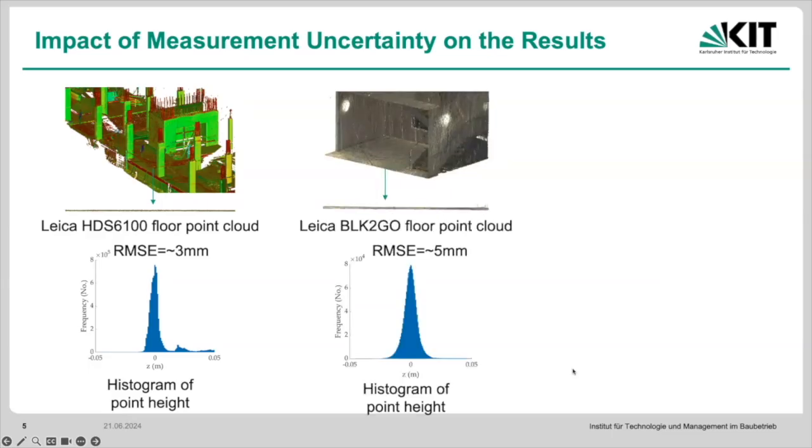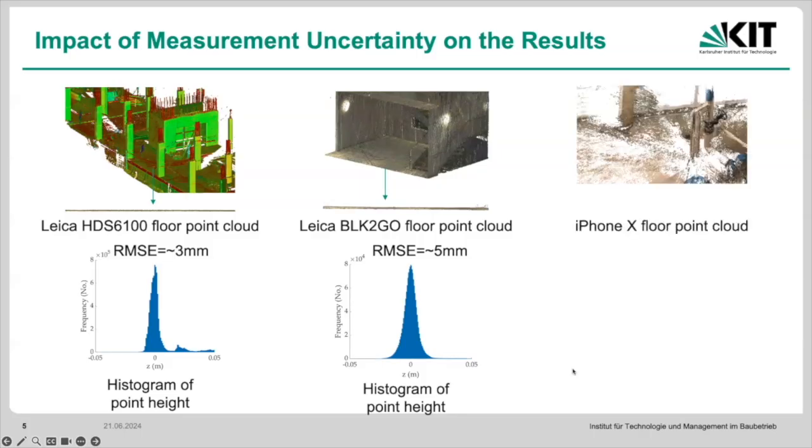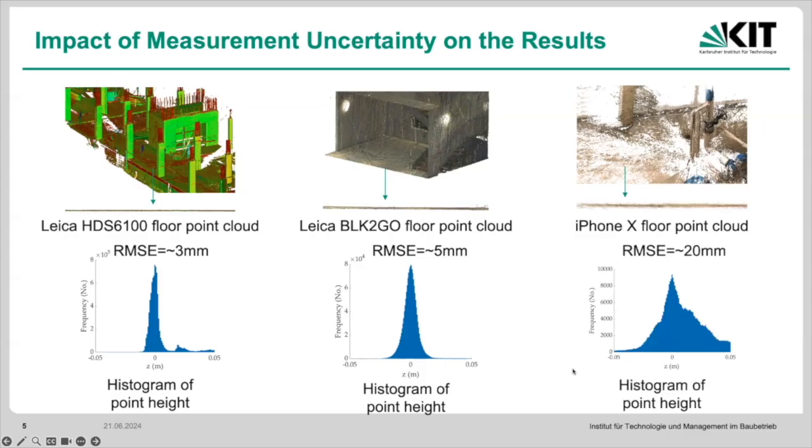BLK2GO, this one I got from the Leica website. If you take a look at it, it is 5 millimeters. So a bit more. The fact that it's 5 millimeters is more or less consistent with reality. We're not expecting the handheld mobile laser scanner to be as accurate as your terrestrial laser scanner, right? Fast forward to if I wanted to do it with an iPhone X, and this is more consistent with what it is.